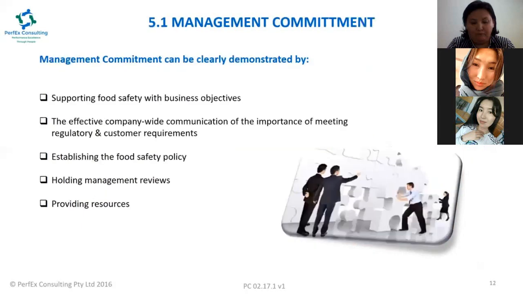Management commitment can clearly be demonstrated by supporting food safety with business objectives, effective company-wide communications about the importance of meeting regulatory and customer requirements, establishment of a food safety policy, holding regular management reviews, and providing resources and funding for food safety.